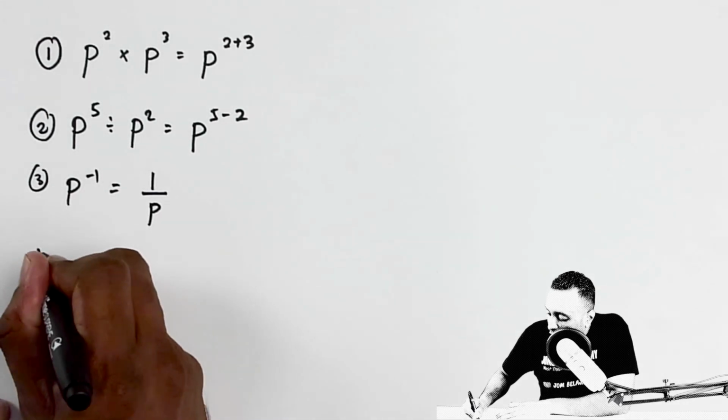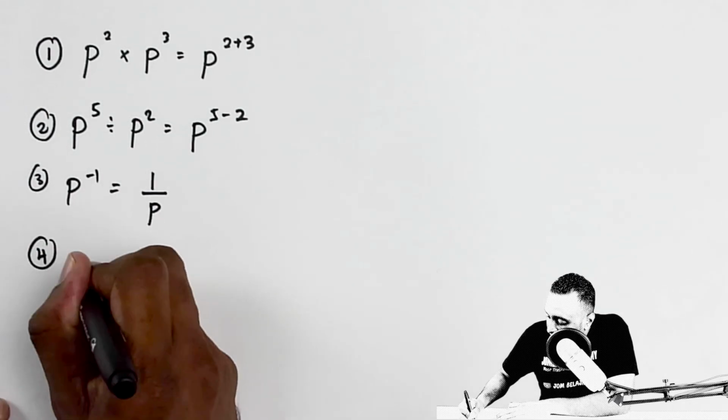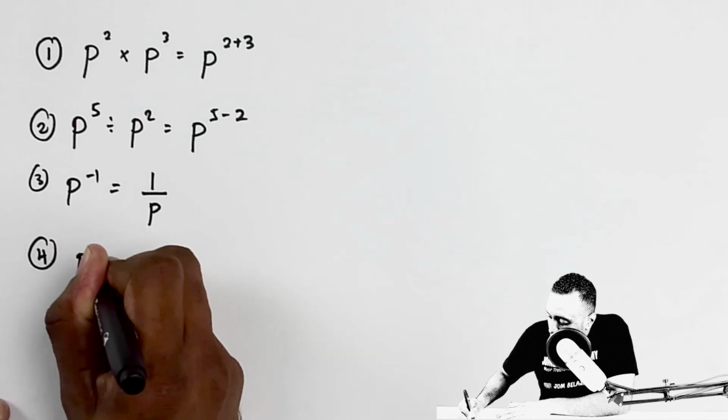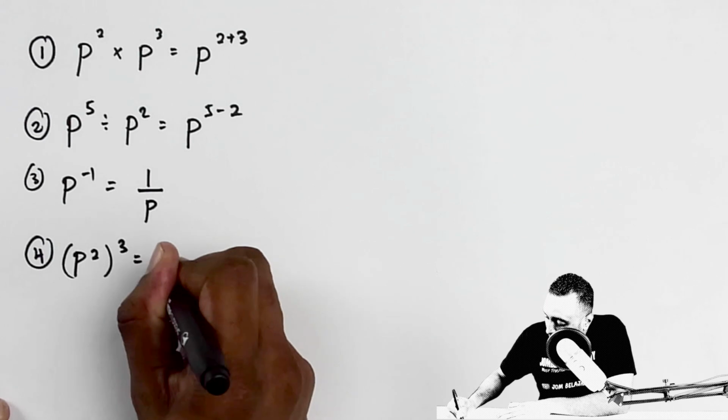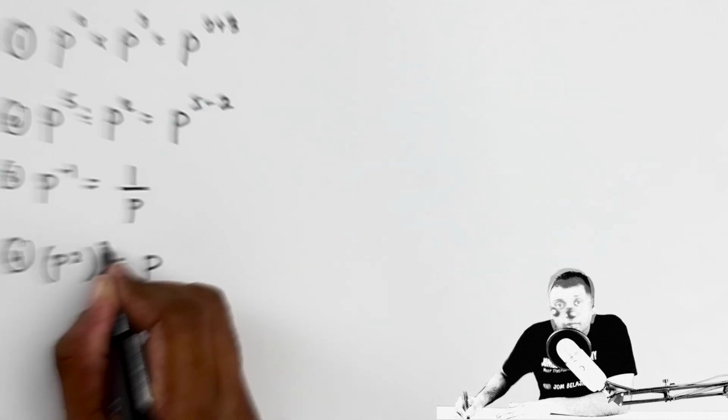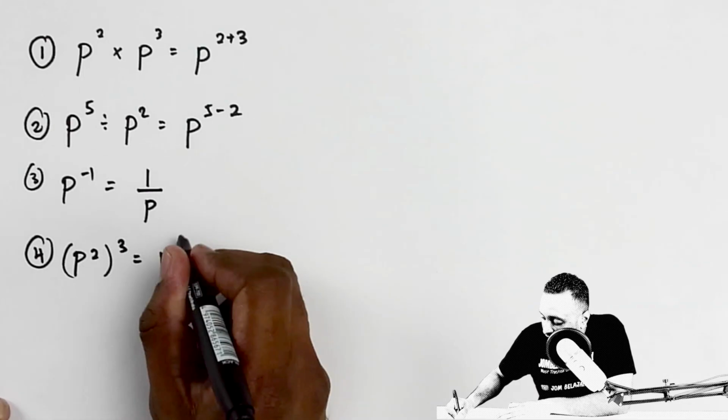Okay, and then hukum yang keempat adalah, let's say cikgu ada p power 2 dan dekat luar sini ada 3. That means what? That means p power, bila cikgu buka kurungan these 2 and 3, you must multiply. So 2 times 3 is 6.